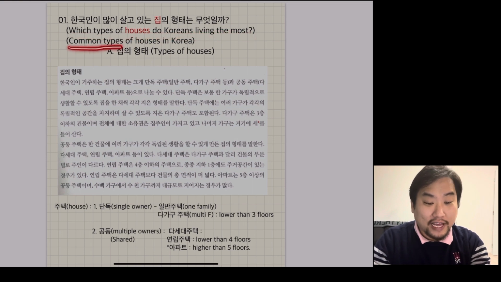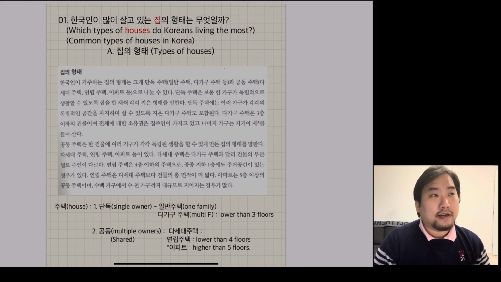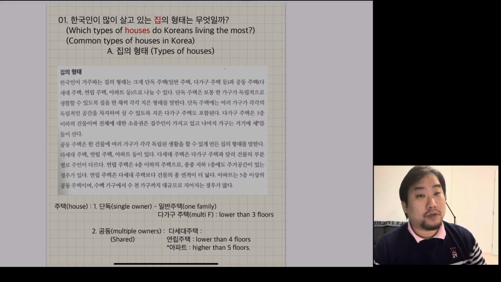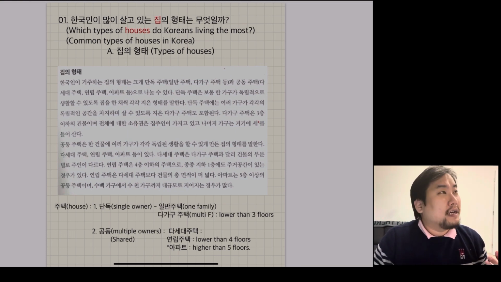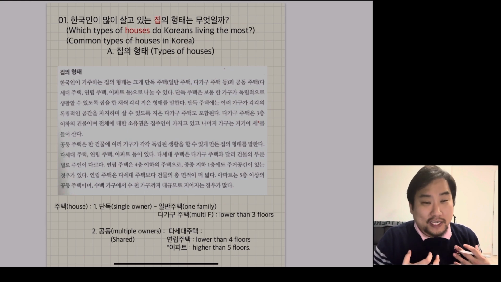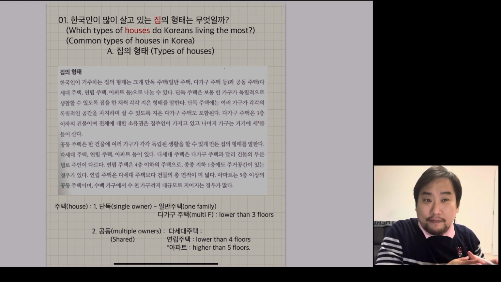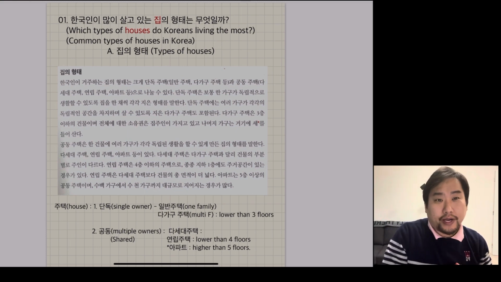I mean, common type of houses in Korea? Of course, apartment. Maybe not, because Korea has so many people, but just for example, to me, I have been living in only apartments, but I'm not the representative of Korea. So what do you think about it? What is the most common type of houses in Korea?